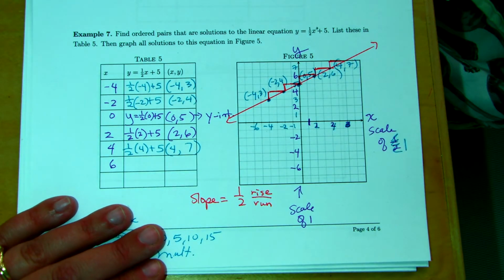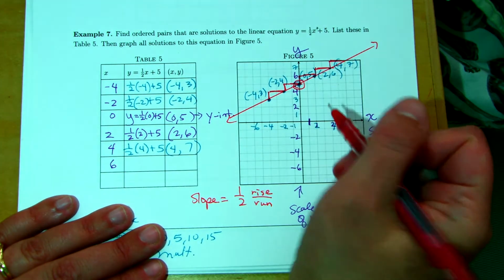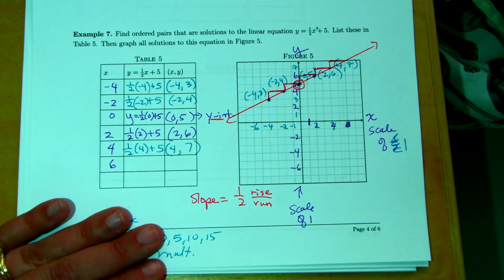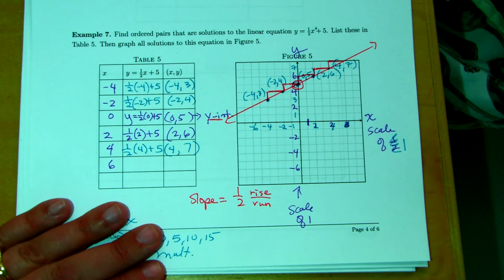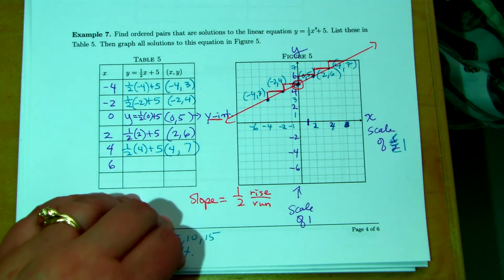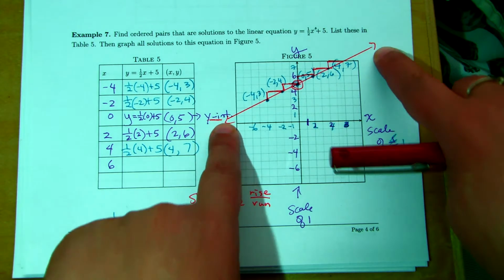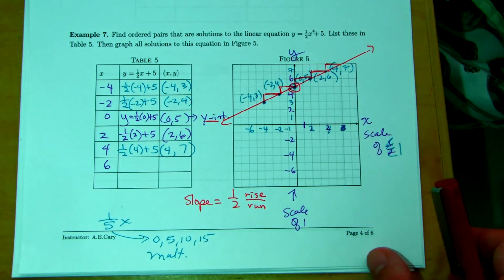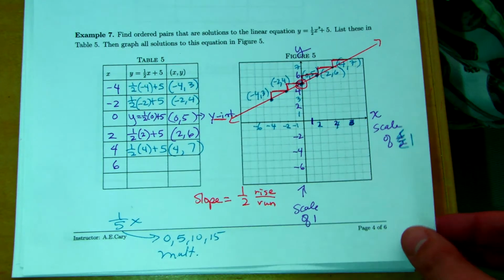Up, over, rise, run. And then we have our y-intercept of 0, 5. Here's the y-intercept, okay? Any questions on that graph? And technically I did graph all the points possible because I have a solid line with arrows on the end. So I graphed all the points, an infinite number of points.